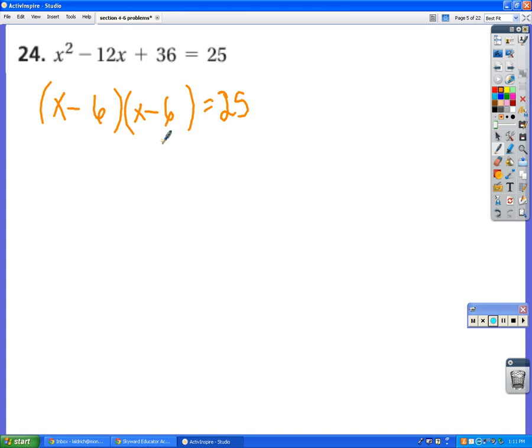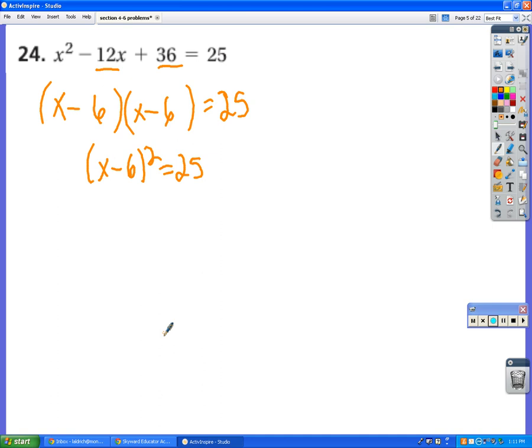Why? Because negative 6 times negative 6 is 36, and negative 6 plus negative 6 is negative 12. Since these are both the same again, it has to multiply to get that one and then add to get that one. So this would be x minus 6 squared equals 25.